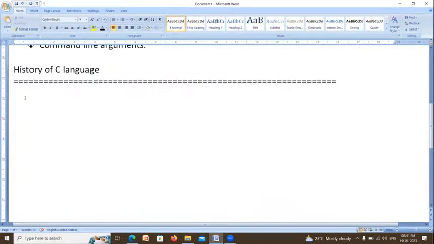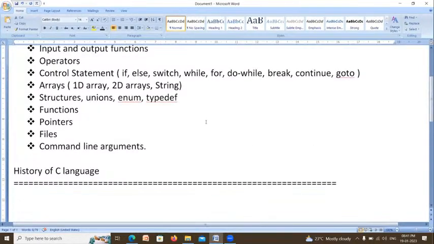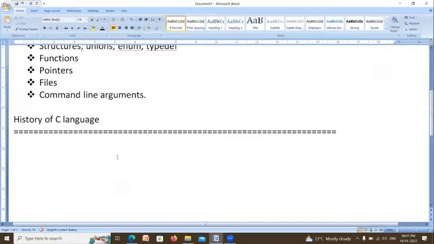My dear friends, do you know there are so many programming languages in the world? C, C++, Java, Python, Advanced Java, Advanced Python. These programming languages are mainly classified into three types. One is low level language. Second is high level language. Third is middle level language. Actually, C is a middle level language and it is also called a high level language. I will explain the history, then you can be very clear about that.